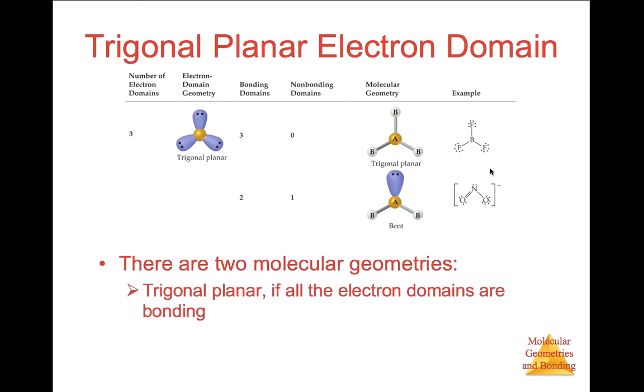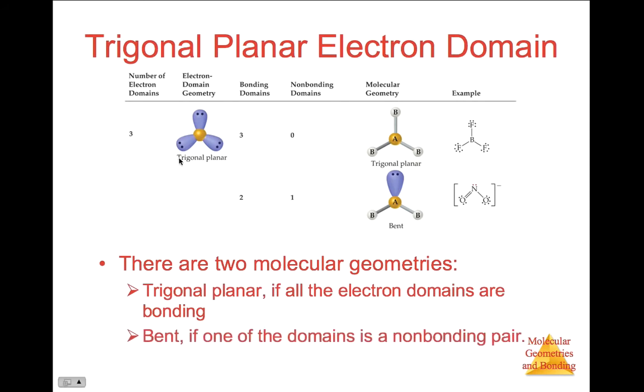If there are 3 electron domains, the electron domain geometry is known as trigonal planar. If there are 3 bonded domains and 0 non-bonded domains, the molecular geometry is called trigonal planar, and an example is BF3. If there are 2 bonded domains and 1 non-bonded domain, then the molecular geometry is called bent. It's because this unshared pair of electrons actually forces the BAB angle right here to be a little bit less than the 120 degrees that would normally be experienced in the trigonal planar. You need to memorize these 2 names, trigonal planar and bent.